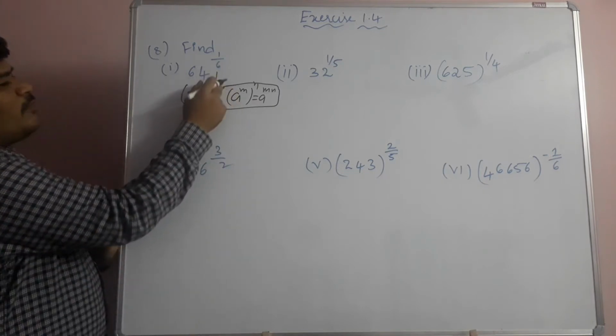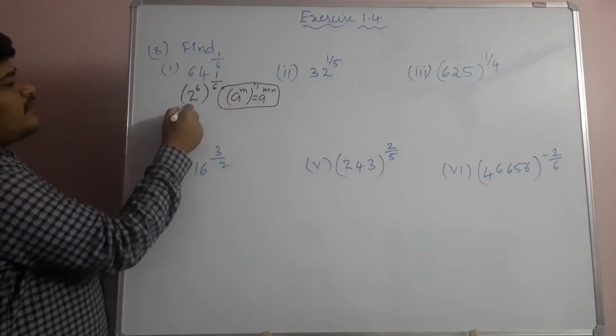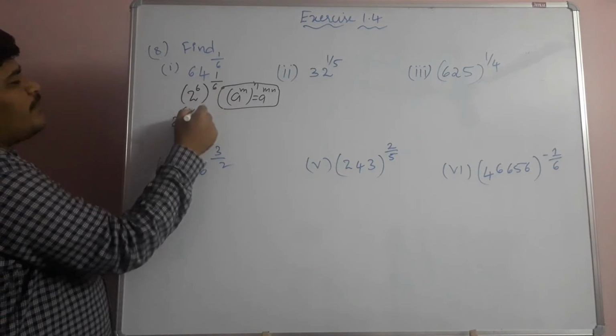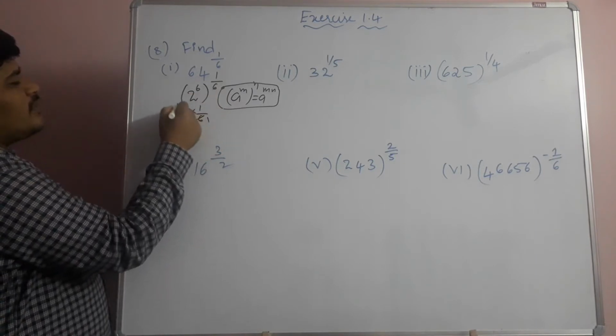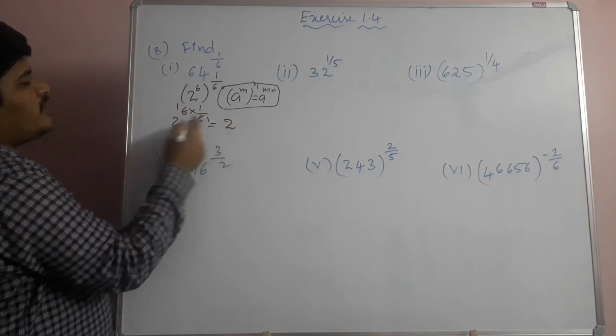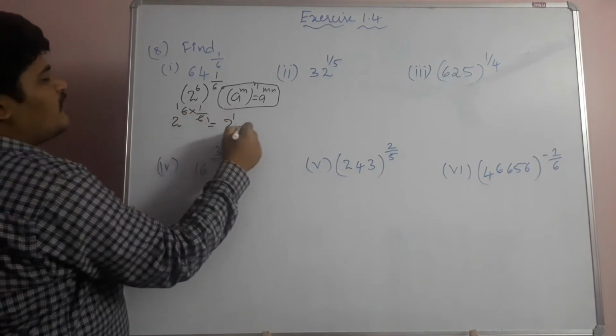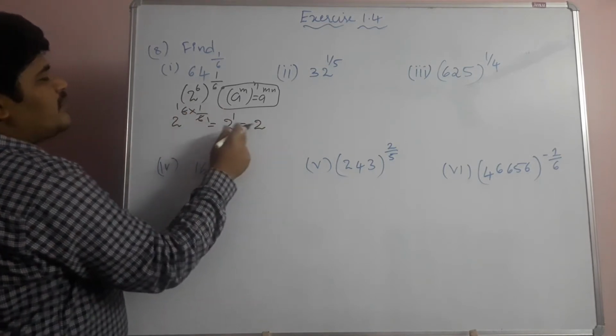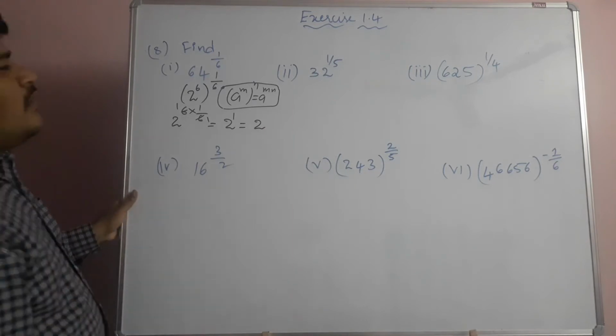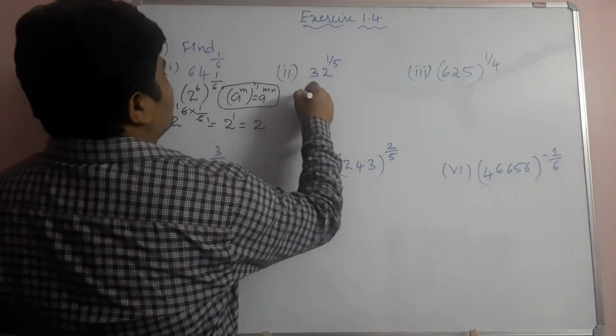So students, here 2 power 6 whole power 1 by 6 is there. It can be written as 2 power 6 into 1 by 6. 6 ones are 6, 6 ones are 6. So students, what did we get here? 2 to the power of 1 by 1, 2 to the power of 1 only. So 2 to the power of 1 gives us 2. Now look at the second one.